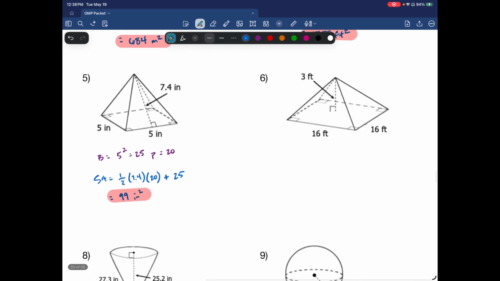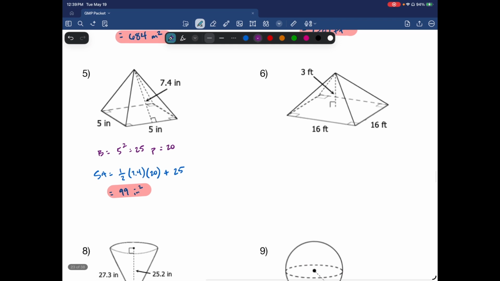All right. On 6, they give us the height of the figure, but in order to find the surface area, I need to actually find the lateral height. So I need to find this side. I'll use the Pythagorean theorem to find this. So x squared equals 3 squared plus 8 squared. So x squared equals 73. x equals the square root of 73. So that's going to be my lateral height.